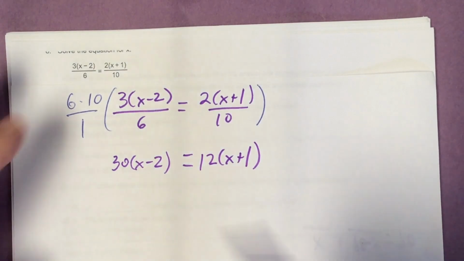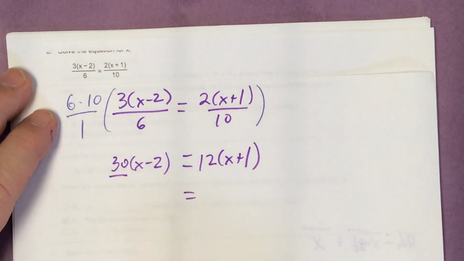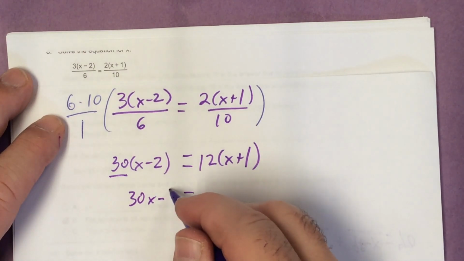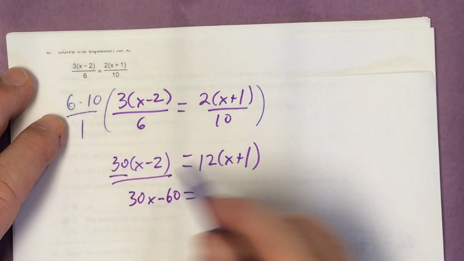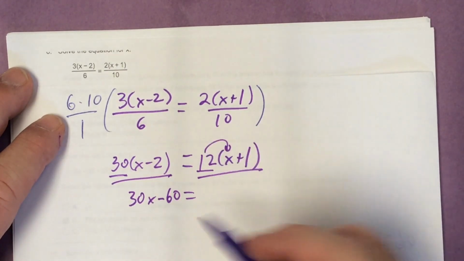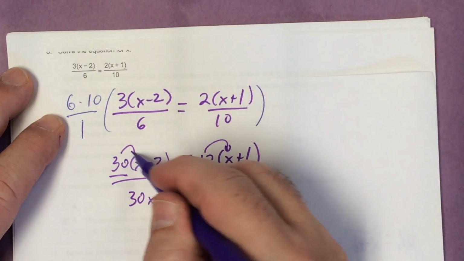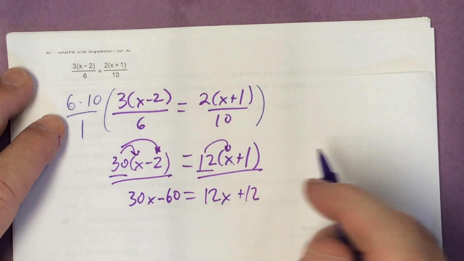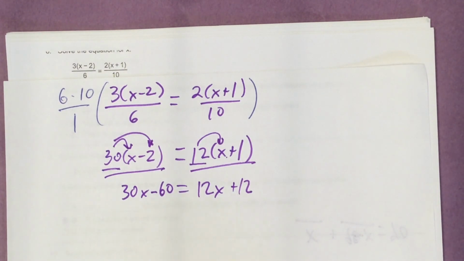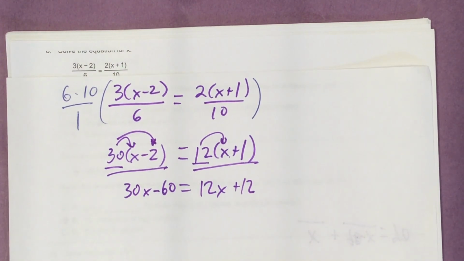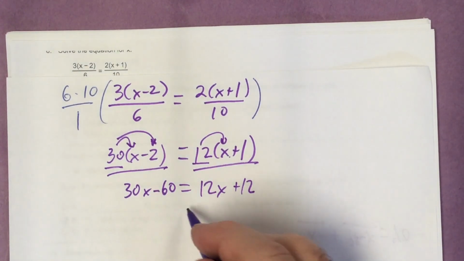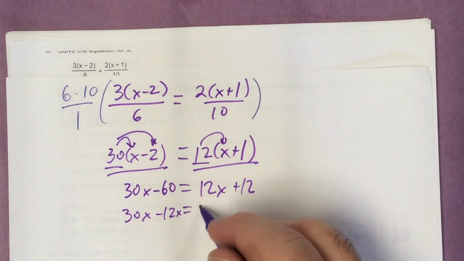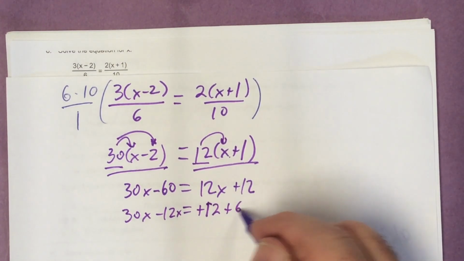Now we have to deal with the parentheses on each side by distributing accordingly. So we have 30 times x is 30x. 30 times negative 2 is negative 60. Then we have 12 times x here. That's going to be 12x. And by the way, I apologize, it didn't show my distribution work here. 12 times x is 12x, and then 12 times 1 is 12. So now we have a much simpler equation. No fractions, no parentheses anymore. So I'm going to just move a few things around here, getting 30x minus 12x equals 12 plus 60.